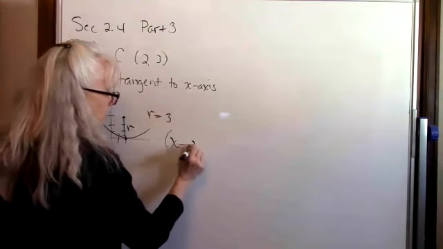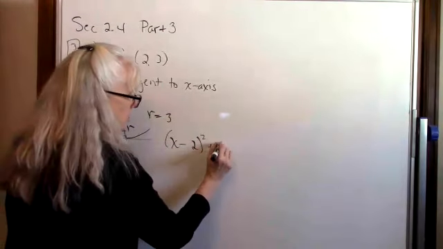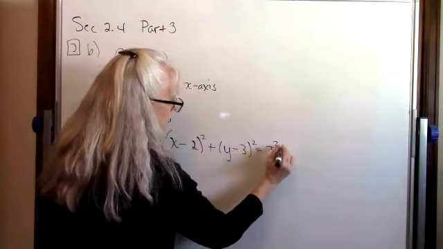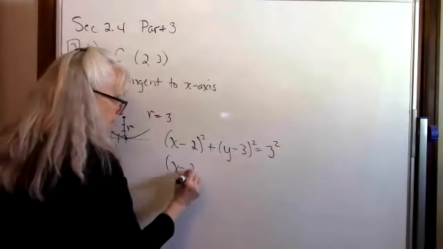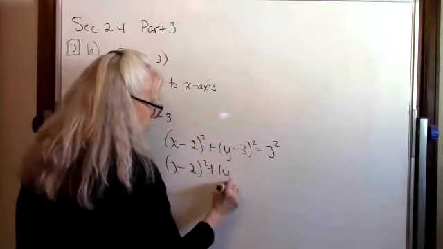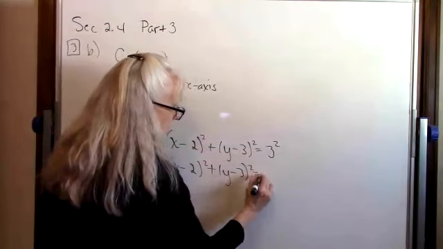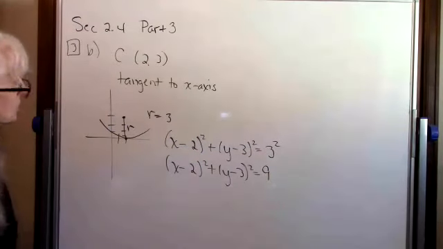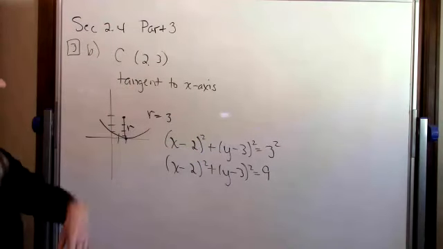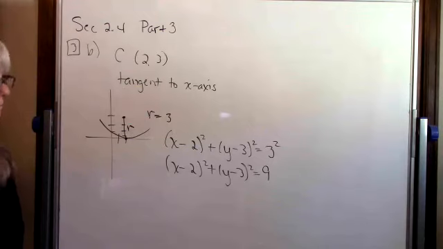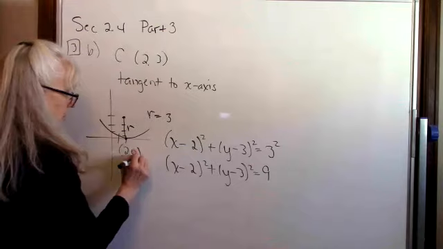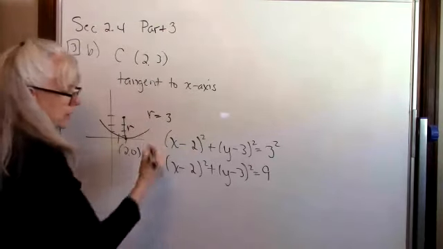So we have x minus 2 for the x coordinate of the center plus y minus 3 for the y coordinate of the center is equal to the radius squared. The left side is fine. You do not need to FOIL those out or anything because we want the standard form. 3 squared is 9. There it is. There's the equation of the circle that has a center at 2, 3 and is tangent to the x-axis. You could go the long way and recognize that this is the point 2, 0, and find the distance between these two just to get that same 3 out of it.